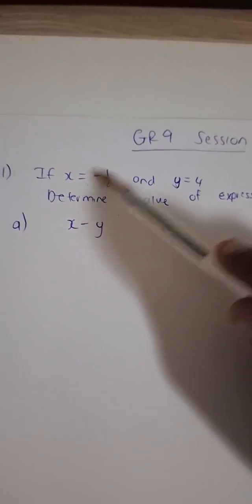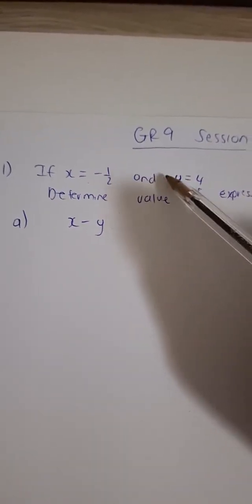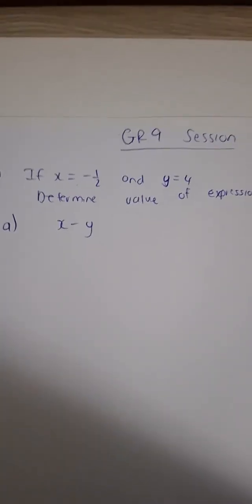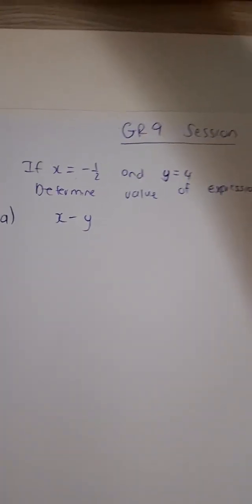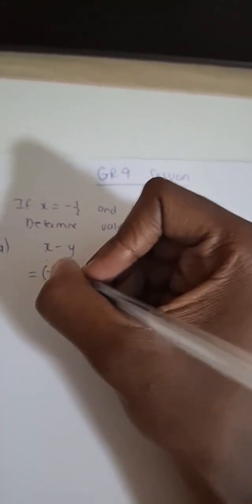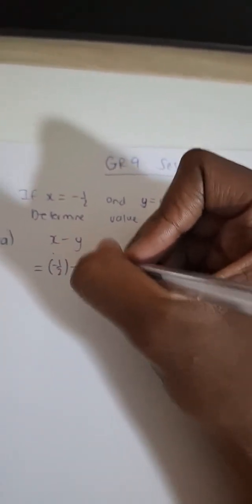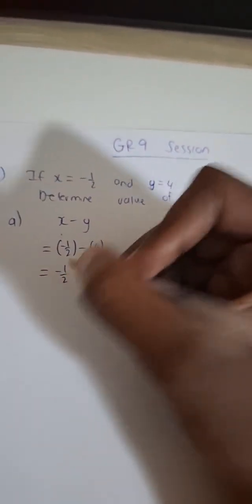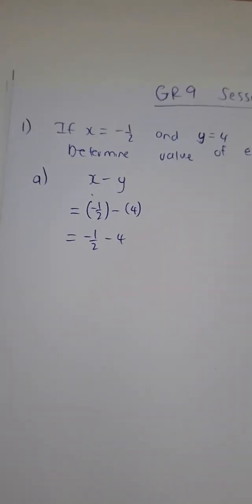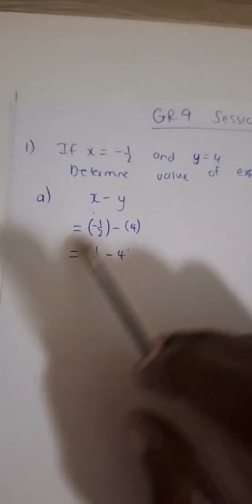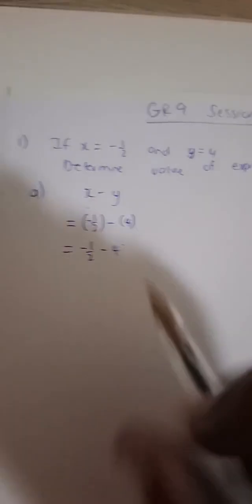The value of x is given to me, the value of y is given to me, so I need to substitute. Now when I substitute, guys, please, we always substitute using brackets. So x in brackets is -12, minus y in brackets is +4. Then to remove the bracket, we know that minus times positive will be negative 4. And then all we do now is subtract the fractions.